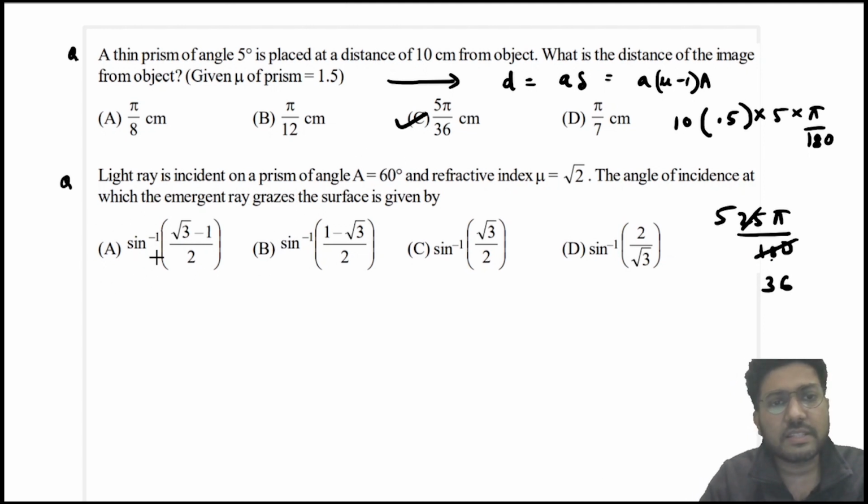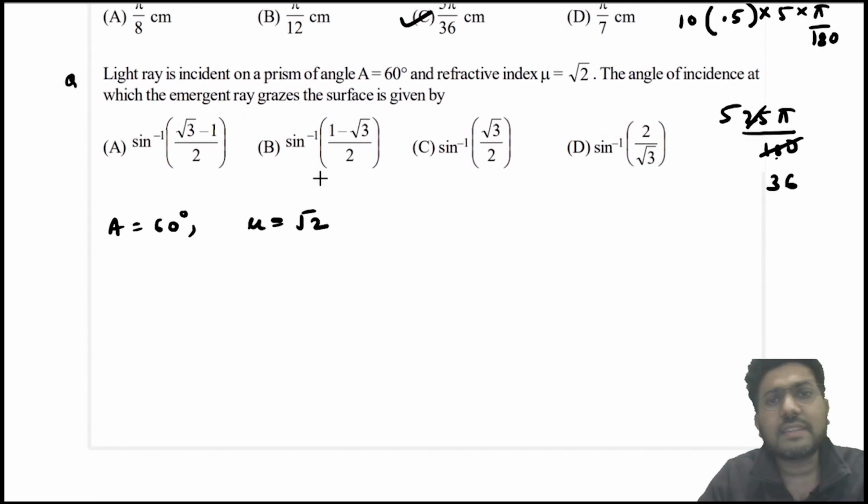Now let us look at this question. In this question it is given to you that a light ray is incident on a prism at an angle of 60 degree and the refractive index is given as root 2. The angle of incidence at which the emergent ray grazes the surface is? So they are asking you the value of i at which there is grazing emergence.